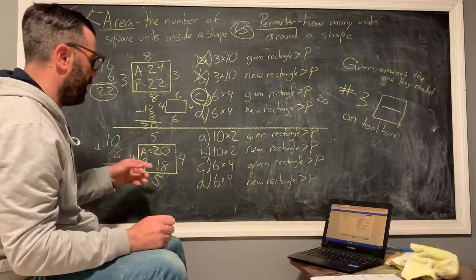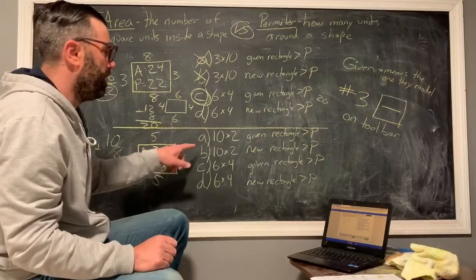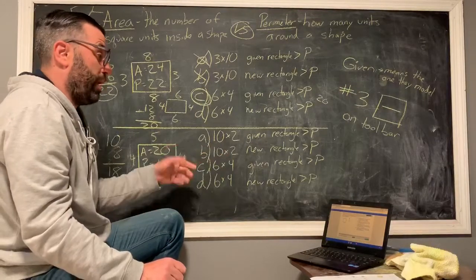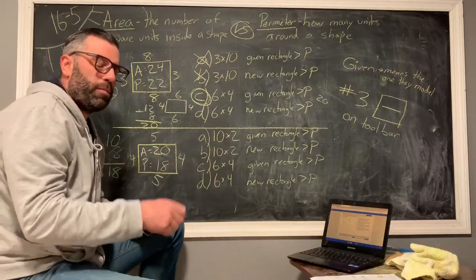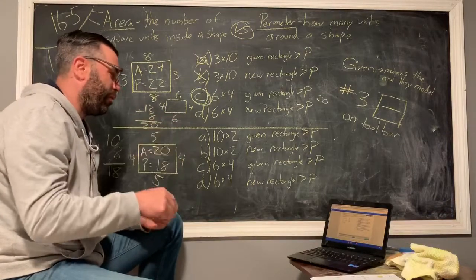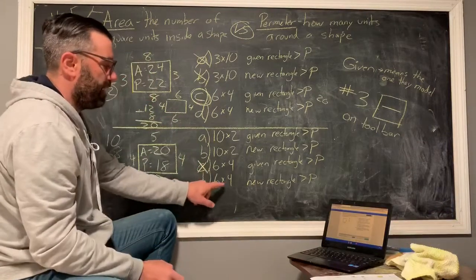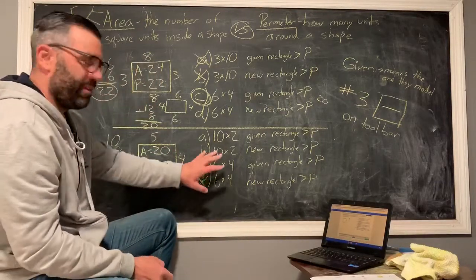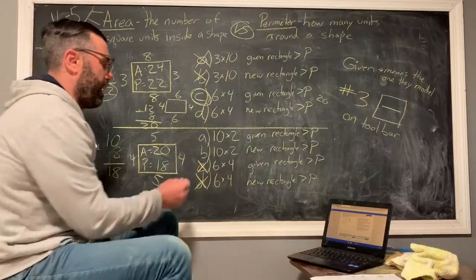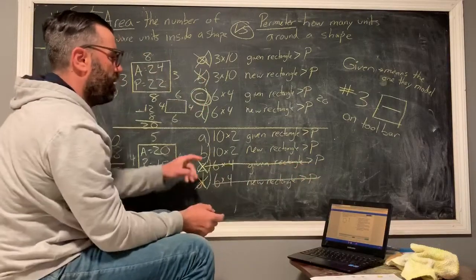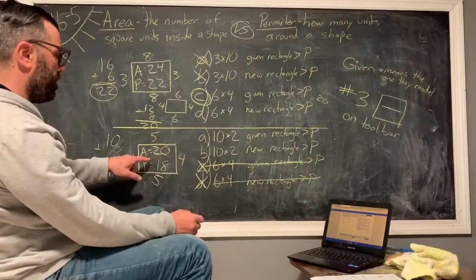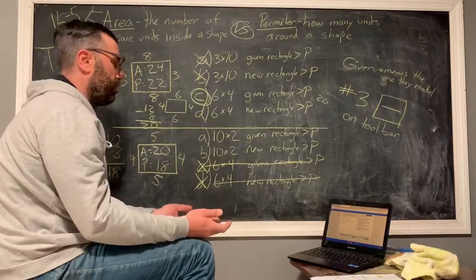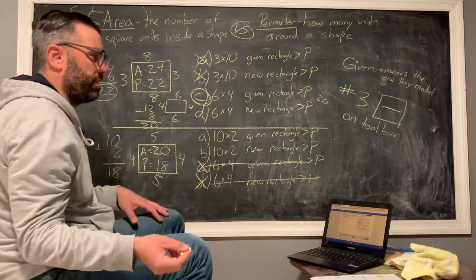Let's get rid of the ones that don't even have an area of 20. 10 by 2 is 20, so it could be that one. 6 by 4, 6, 12, 18, 24, couldn't be C. Okay, so those are gone. Now I say, well, does the given rectangle have a greater perimeter, or the new rectangle? I don't know, so I've got to figure it out. What is the perimeter of a 10 by 2?